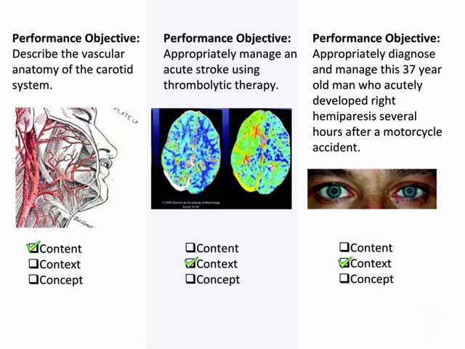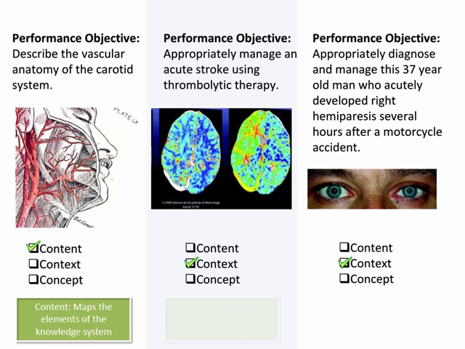Here are the answers you selected. The objective was to learn vascular anatomy. This is a content element. It establishes the basic rules or architecture of the knowledge system. The second objective was to appropriately manage an acute stroke using thrombolytics. This objective establishes relationships within the knowledge system, large vessel disease and stroke, and management given the details of the clinical scenario.